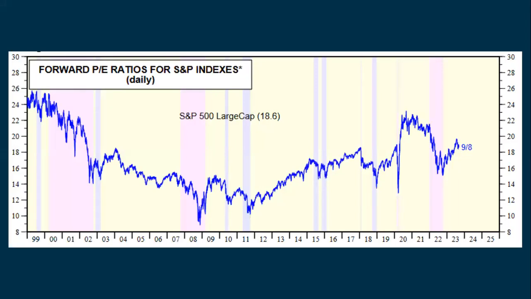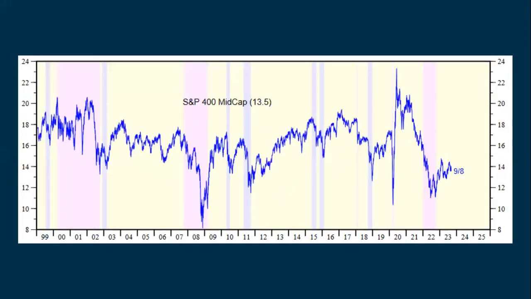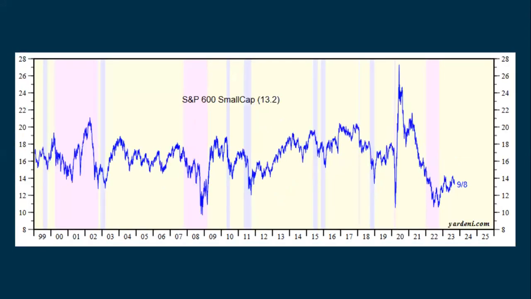The market looks forward. So we've developed that same basic scale, 10, 15, and 20, and then looking forward, how is the stock market looking? Right now, the S&P is coming in at 18.6. So we're above the 15 level, but we're below the 20 level, and that's justifying higher prices. We also compare it with the mid caps, which are under 15 at 13.5. Then we look at the small caps, which is even lower, and they've been really having some problems lately. They come in at 13.2.